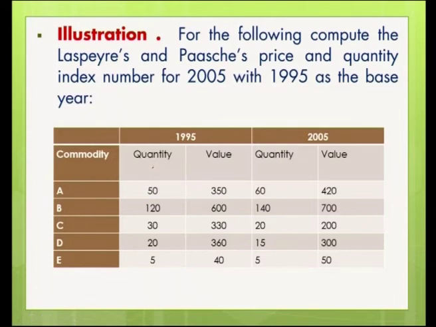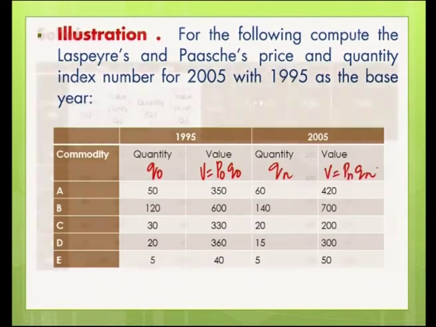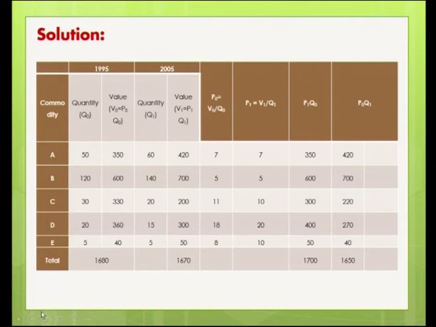So, quantity means you just have to take Q naught, and value V is P naught Q naught, and quantity here is taken as Qn, and V here is P and Qn. You have to just compute the corresponding price values. So, the commodities are A, B, C, D, E and the quantity values are 50, whatever is given in the question has been written in this tabular column, and P naught 7 is obtained as 350 by 50, that is 7.